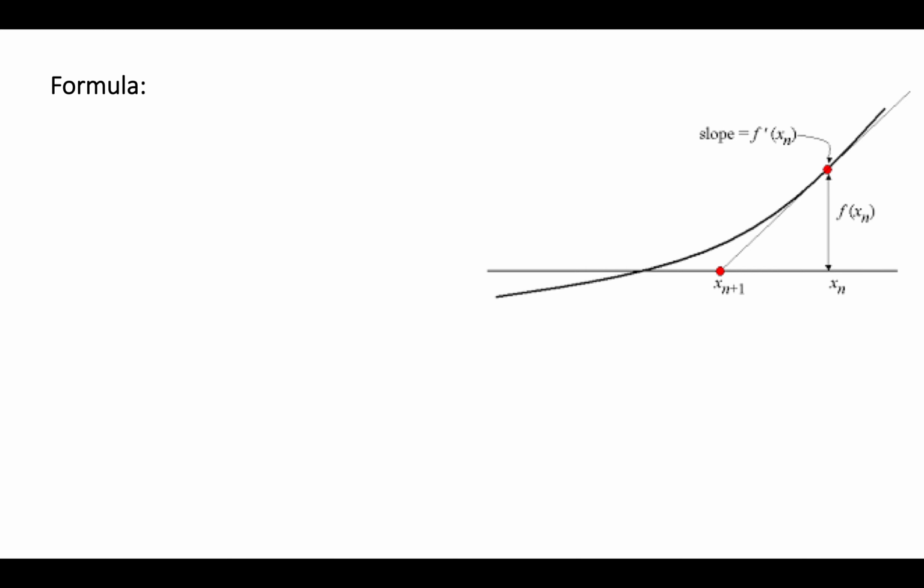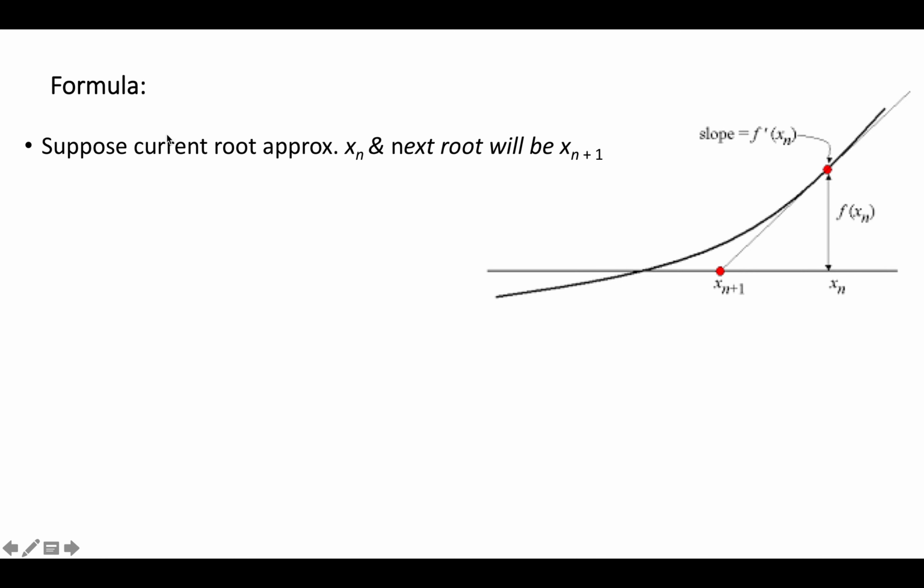So let us derive the formula for the Newton-Raphson method. We have a simple curve f(x) here, and we have an initial approximation, say xn, and the function value at xn is f(xn), which gives us the height. So the coordinates of this point are xn and f(xn). Let us draw a tangent. This tangent cuts the x-axis at xn plus 1. So suppose the current root is xn and the next root is xn plus 1.